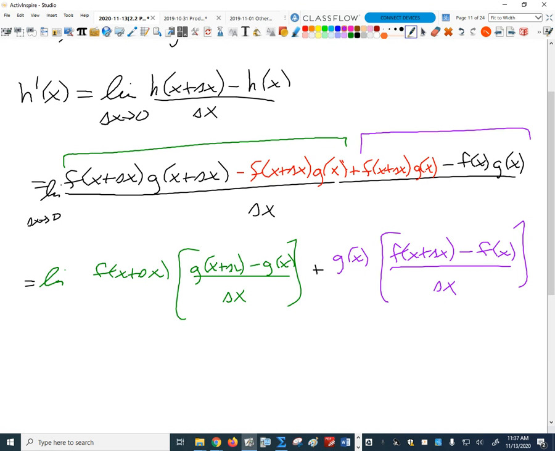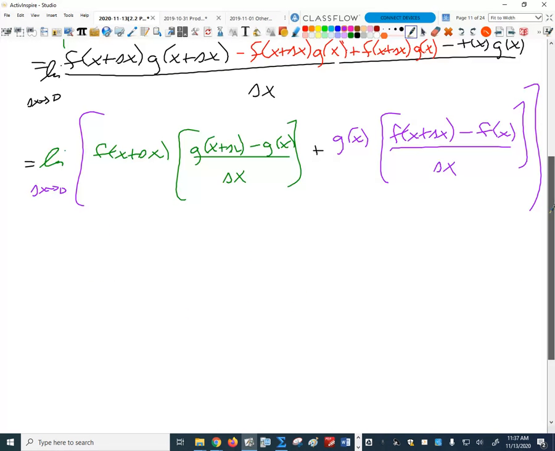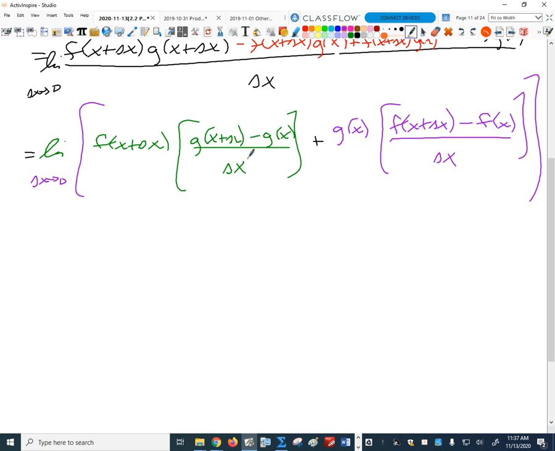And if I'm taking that whole limit as delta x goes to 0, do you see anything tricky going on there? What is the limit of g of x plus delta x minus g of x over delta x as delta x goes to 0? Anybody recognize what that is? That's just the derivative of g of x, right? Yeah, that's this whole thing right here. In the limit, it is just g prime of x.